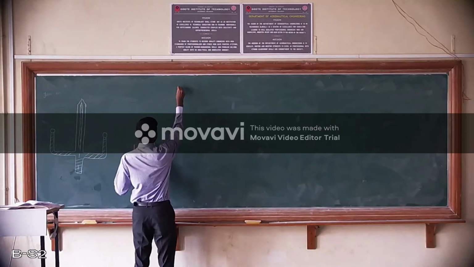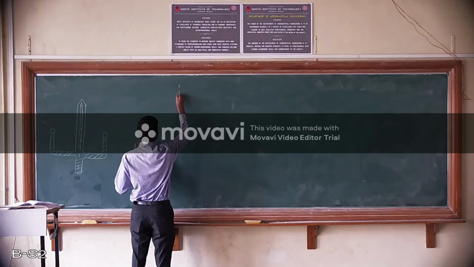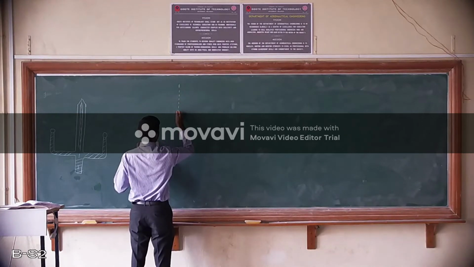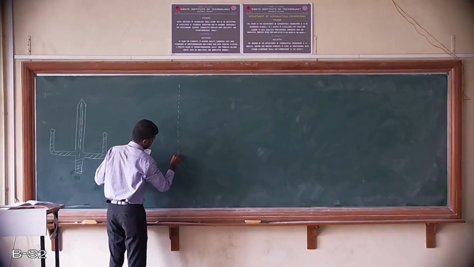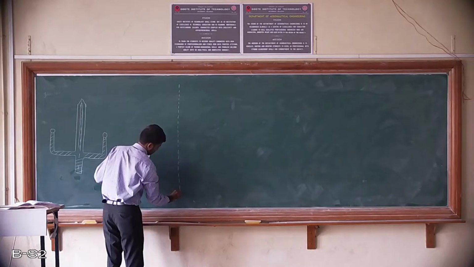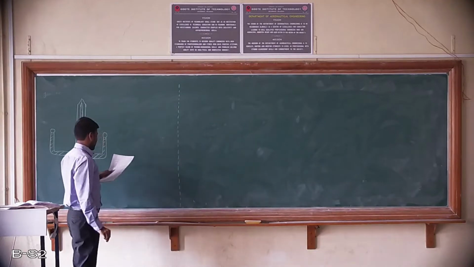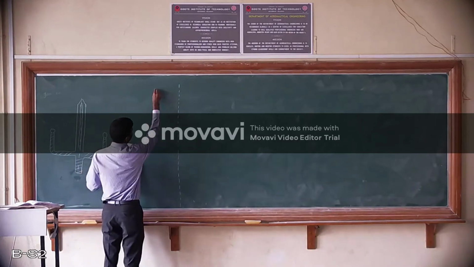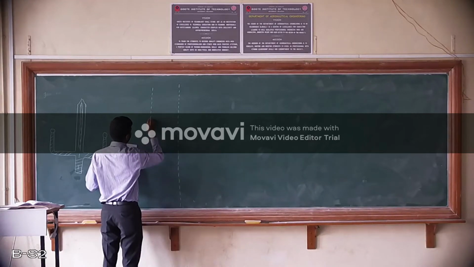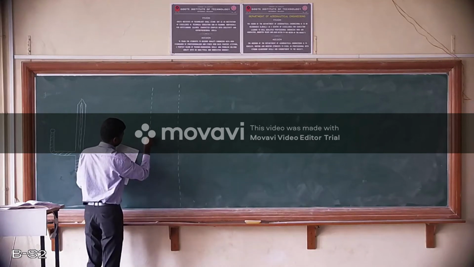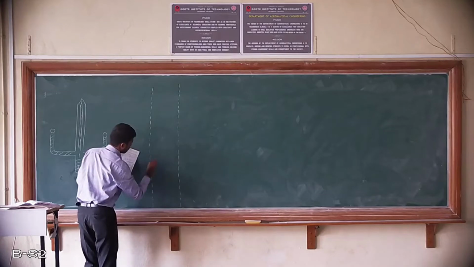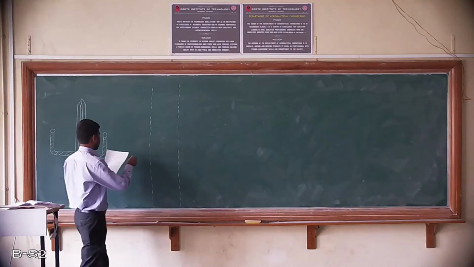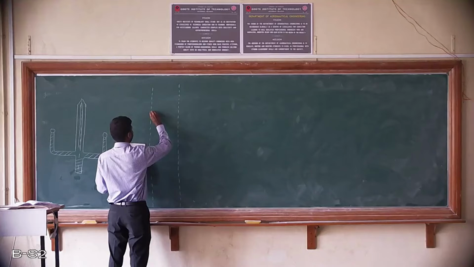So let us consider the axis of the governor. So this is the axis of the governor. So here I am going to draw the governor when it is moving.